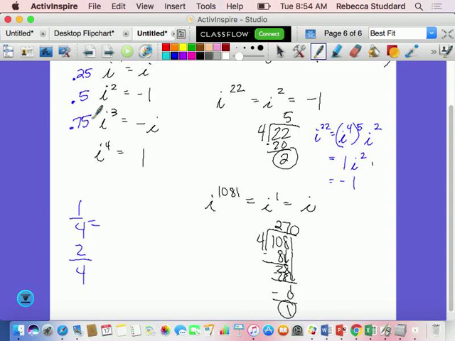And if you don't get a remainder, that means it was divided evenly by 4. It was divisible by 4. So the answer is 1. So that's a shortcut. You can just take the exponent, type it into your calculator, divide by 4, and whatever the remainder is, that tells you if it's i, -1, -i, or 1. Okay?